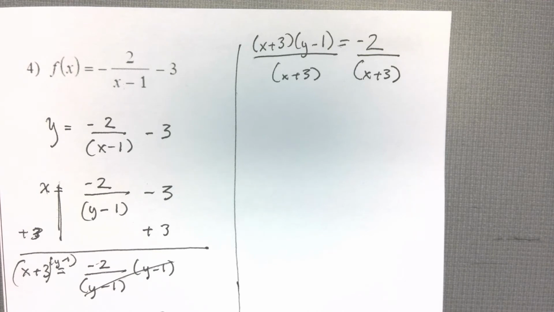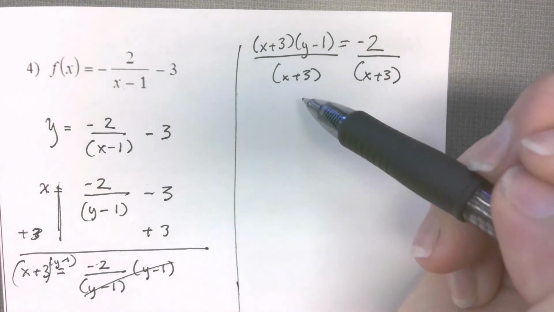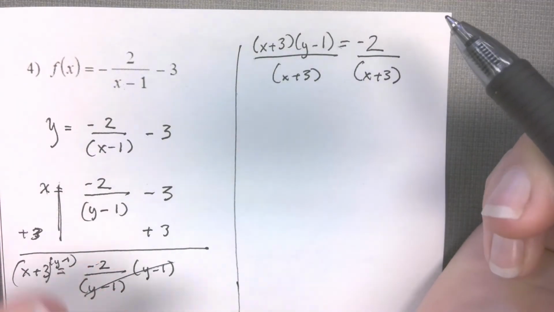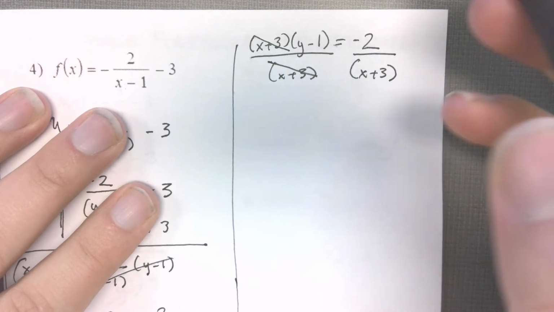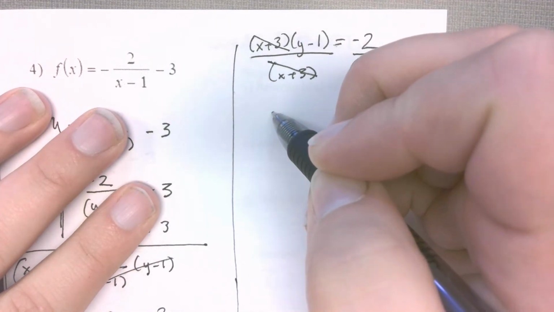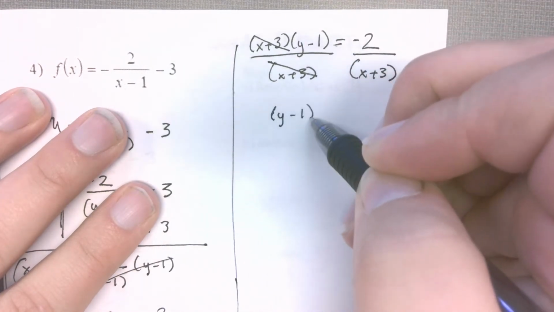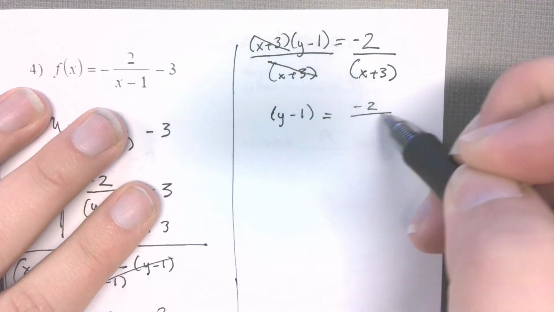Anybody at all? What do I do here? Cross what out? What am I left with? Do I need those parentheses? I do not.